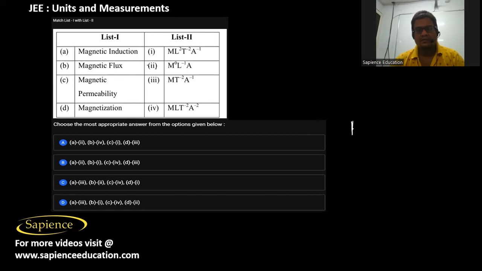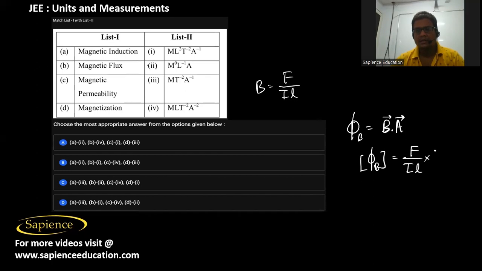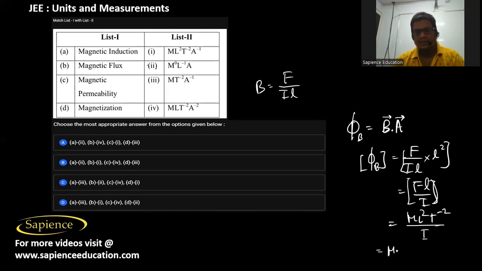So first we can do magnetic flux. Magnetic flux is phi B, which is equal to B dot A, magnetic field into area. So the dimensional formula for phi B, with magnetic field B being force by current into length, will be force by current into length and into L squared. So that will be equal to FL by I, which is work done by I. So it is M L squared T power minus 2 A power minus 1.